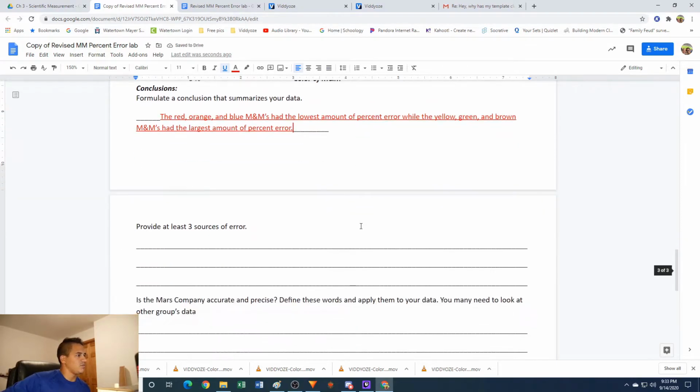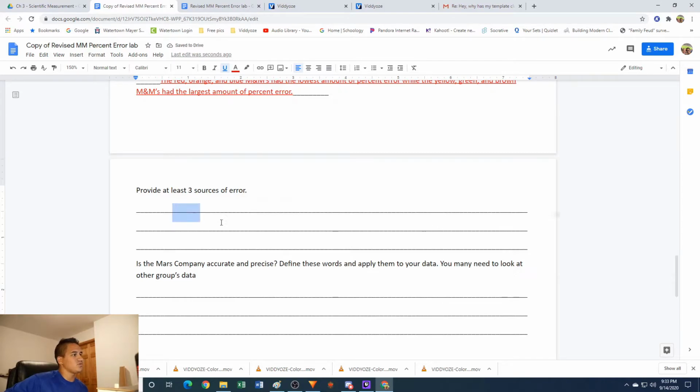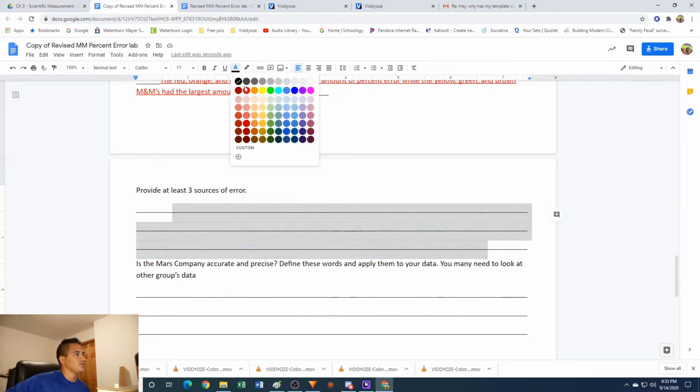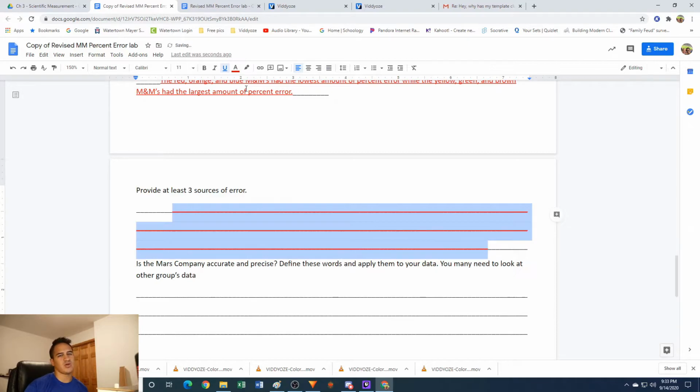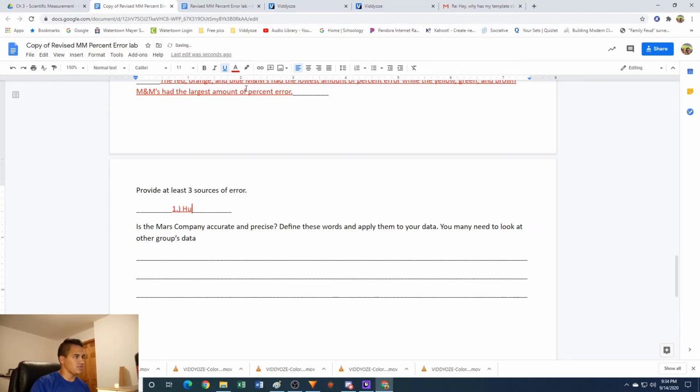All right. Number 3, provide at least 3 sources of error. Okay. So this one is basically asking us to think about why our M&Ms had such a large percent error. Like what could be 3 reasons why the percent error is so far off. So certainly there's human error, right? I'm sure somewhere along the production of M&M boxes, humans do stuff, and we make mistakes all the time. So one we could say is human error.